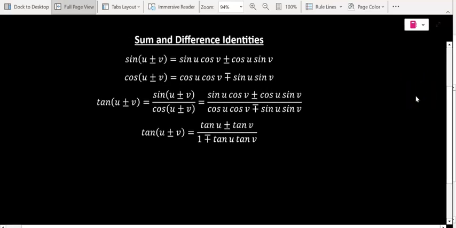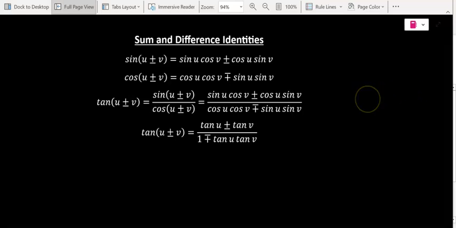Say, for example, if I asked you to find the sine of pi over 12, well, that is not on your unit circle. However, I could do that by doing pi over 4 minus pi over 6. That would get me pi over 12. Likewise, I could also do pi over 4 plus pi over 6, and that would get me 5 pi over 12. Those are the kinds of things that we can do using our sum and difference identities.